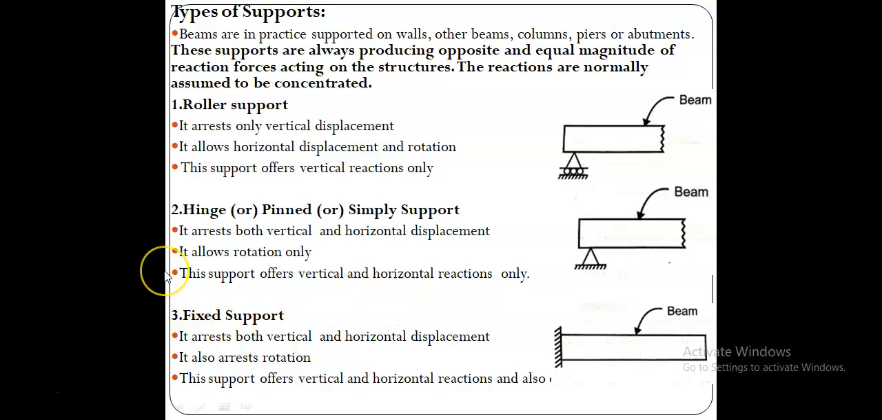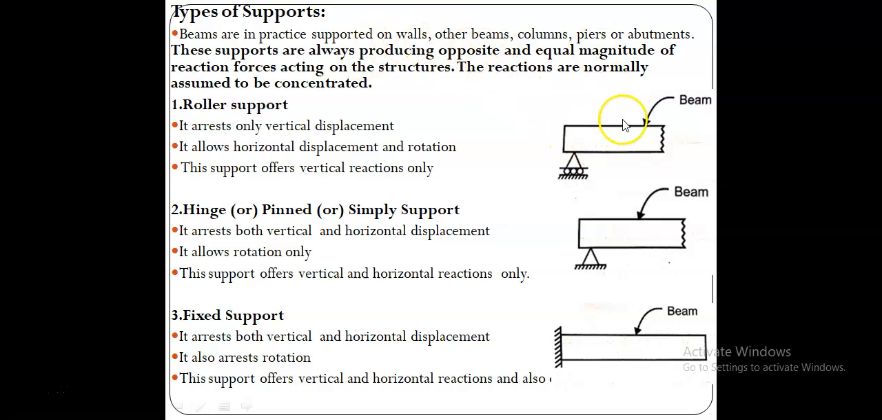Next, let us see the types of supports. What are the types of supports on these beams? Beams are in practice supported on walls, other beams, columns, piers or abutments. These supports always produce reaction forces of equal magnitude and opposite direction acting on the structures. The reactions are normally assumed to be constant. Whatever the loads acting on the beam, the load is finally transferred into its supports, which may be columns, piers or abutments, or sometimes walls or other beams.